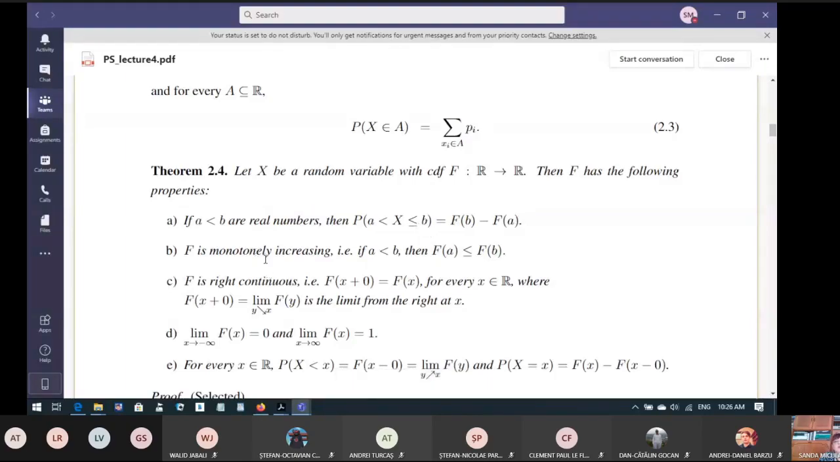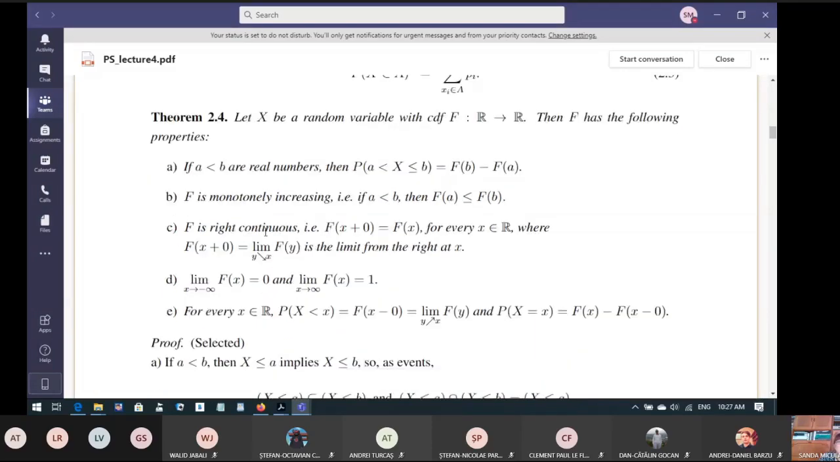F is monotonically increasing. So why monotonically and not strictly? If a is strictly less than b, we have F of a less than or equal to F of b. For it to be strictly increasing, we would have to have the same strict inequality here. That will, however, be true in the continuous case.